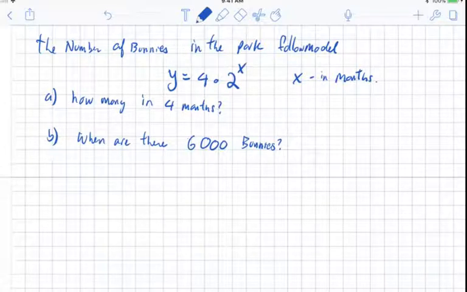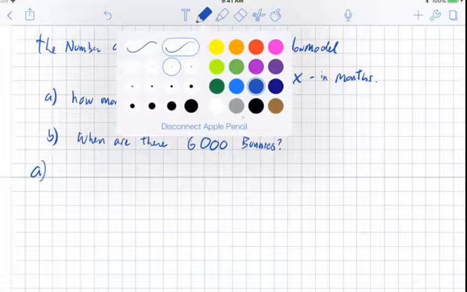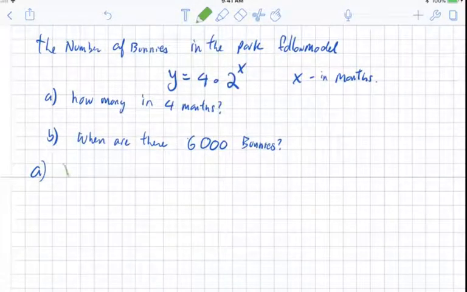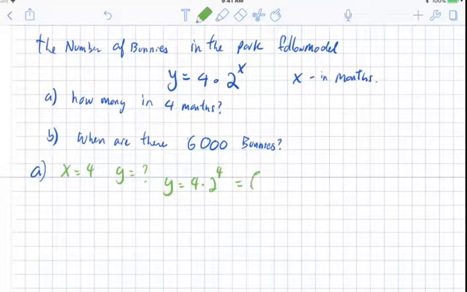Okay. All right. How many are in 4 months? I'm giving you the value of x, which is time, and I'm asking you the value of y, which is number of bunnies. So I'm going to figure out that answer by direct application. I'm just going to replace the value of x with 4 and then evaluate it. 4 times 2 to the power 4 on my calculator is 64.